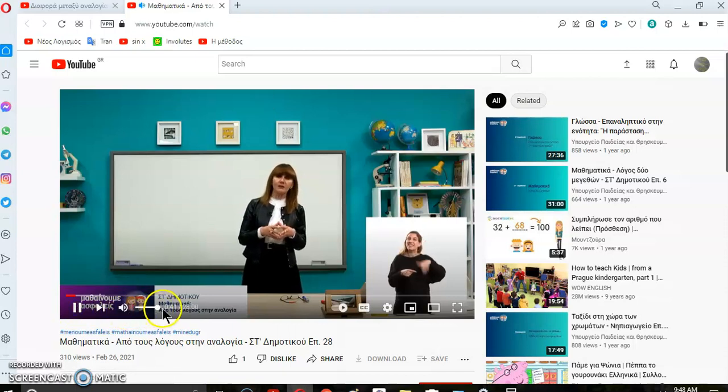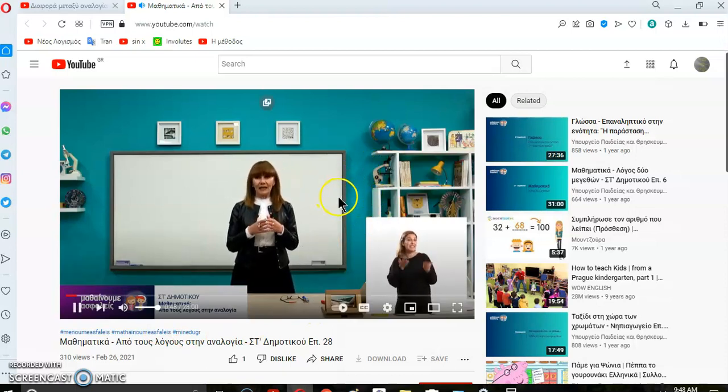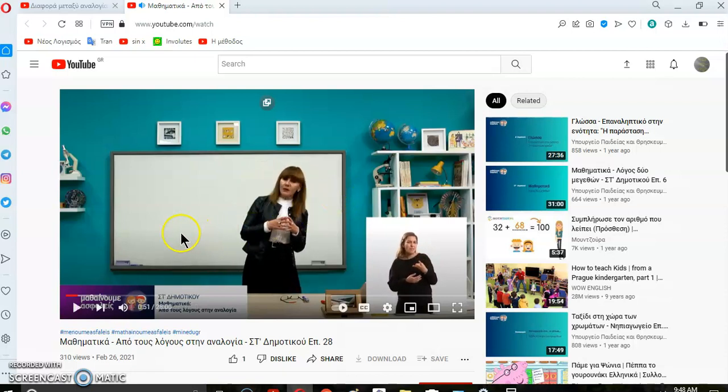Το τελευταίο μας μάθημα και αφορούσε τους λόγους. Τι είναι οι λόγοι? Οι λόγοι είναι η σύγκριση, η σχέση μεταξύ δύο μεγεθών. Σήμερα So she says, what are ratios?